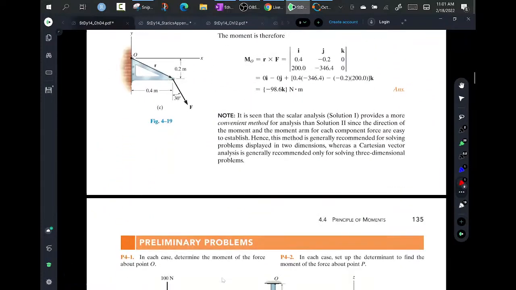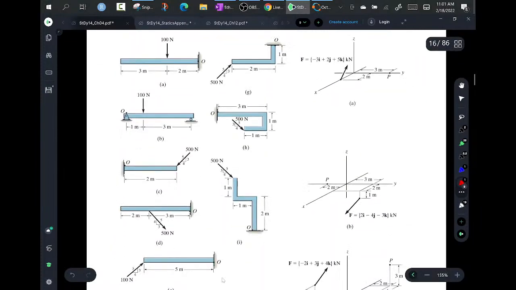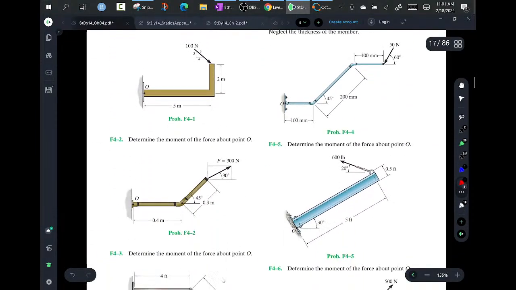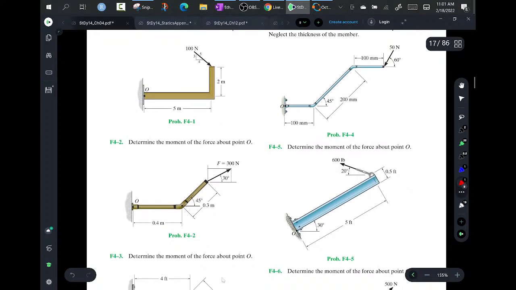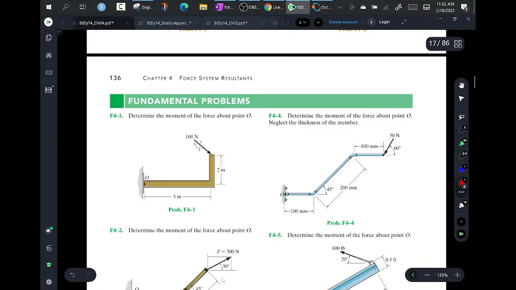He's added these sections. I don't like the preliminary problems. These are fairly simple, but here we go.